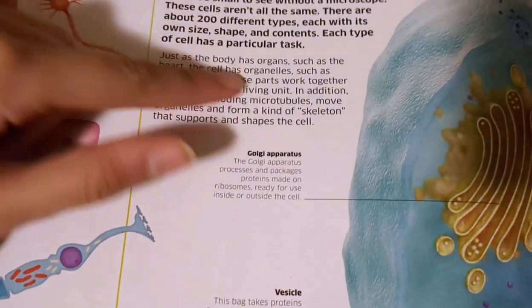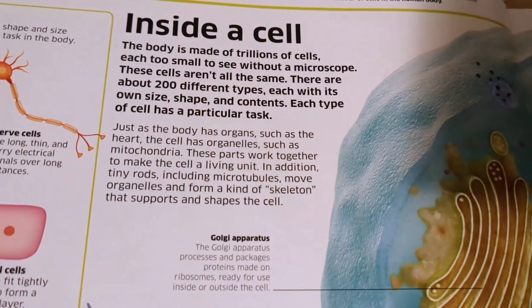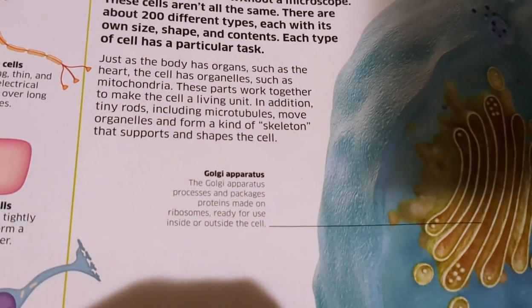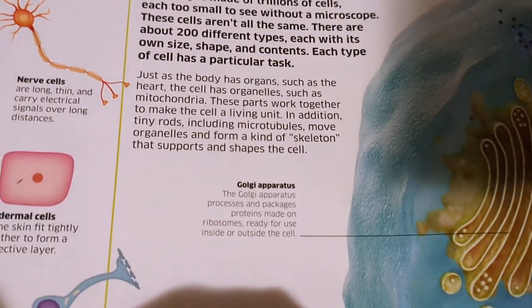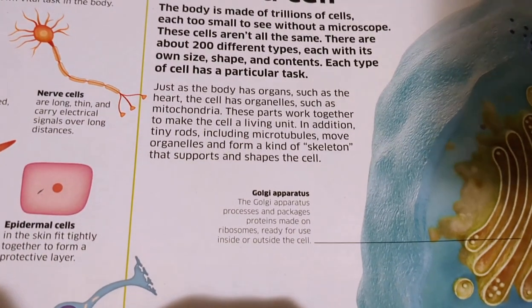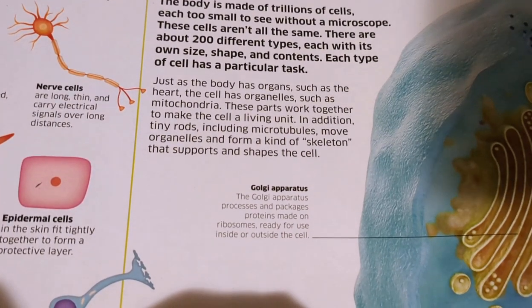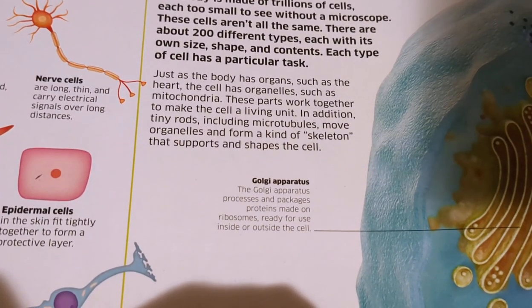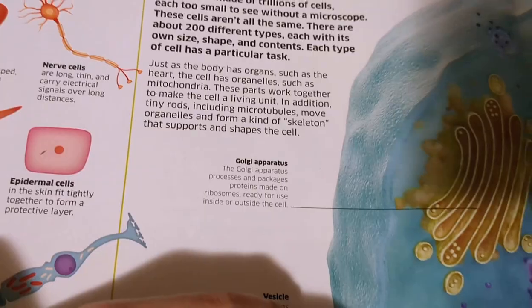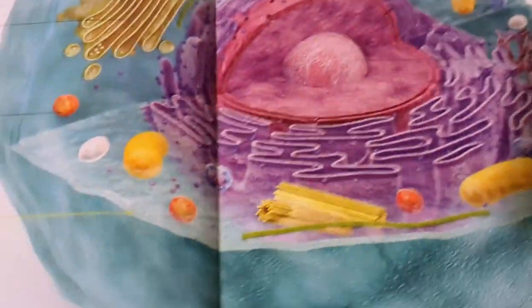Just as a body has organs, such as the heart, the cell has organelles, such as mitochondria. These parts work together to make a cell a living unit. In addition, tiny rods, including microtubules, move organelles and form a kind of skeleton that supports and shapes the cell.